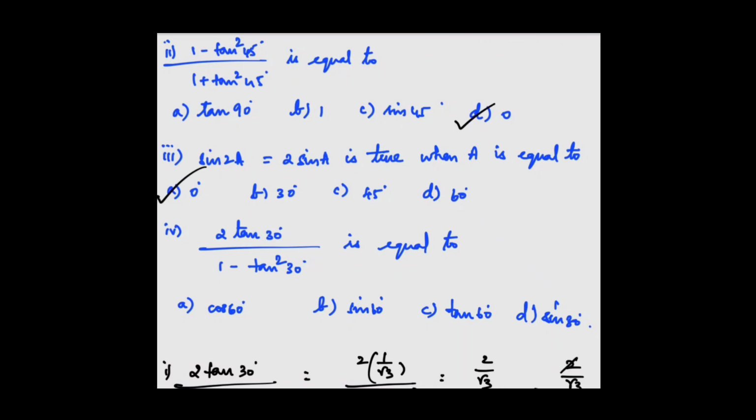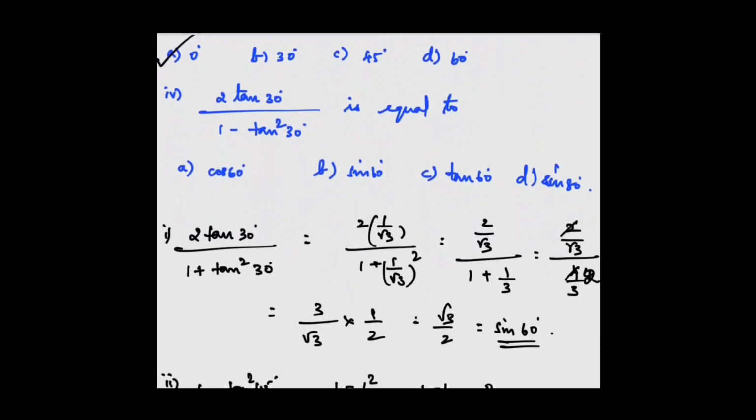So the equation is true for the first option itself. Let us consider the second option also. When it is 30 degrees, sin 60 is equal to 2 into sin 30. Sin 30 is 1 by 2. 2 gets cancelled and it is 1. Sin 60 is root 3 by 2. So it is not the option. So option A is the answer.